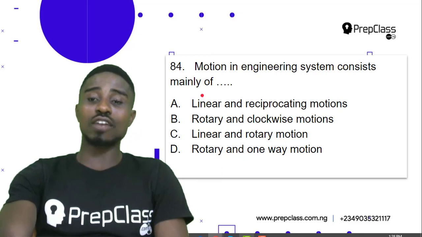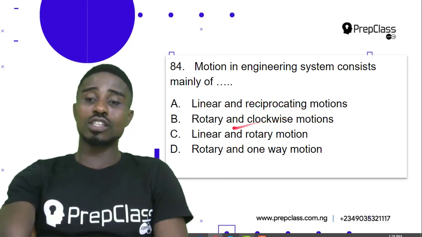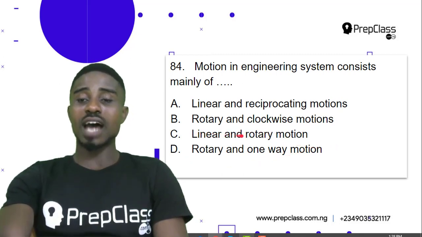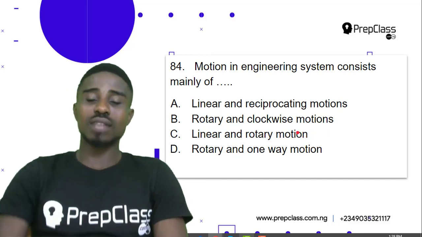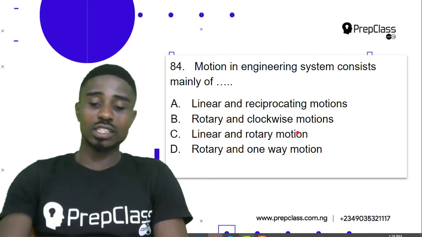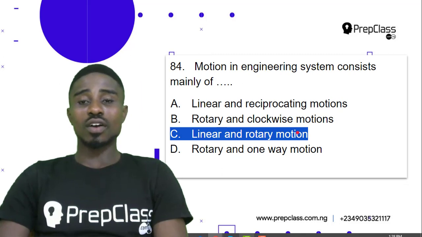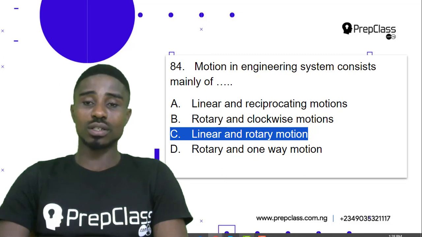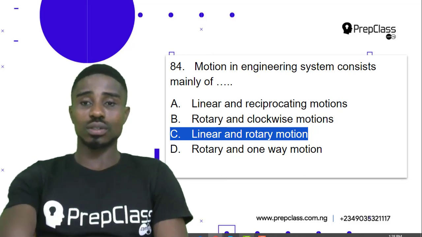It is not linear and reciprocating motions. It is not rotary and clockwise motions. It's not also rotary and one-way motion. But it is linear, which means straight line, and rotary motion, which means circular motion. So let's check it out. Correct answer to question 84, option C, linear and rotary motion. Let's look at the next question.